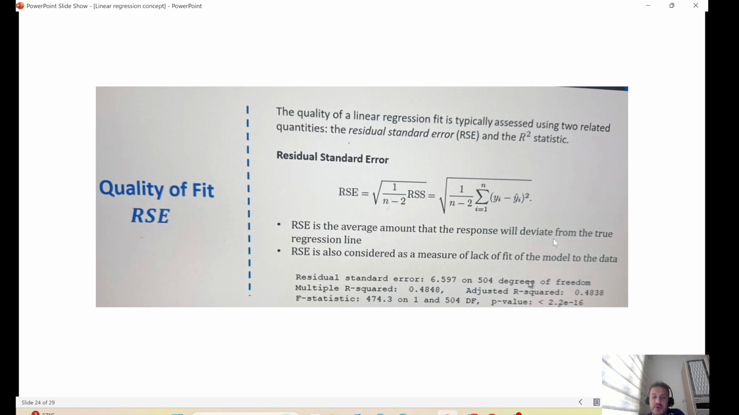When you run your model, you will see the residual standard error and its value. If the value is high, that means the model does not fit well.